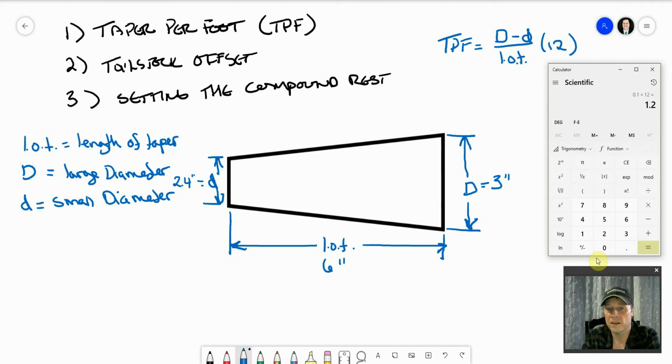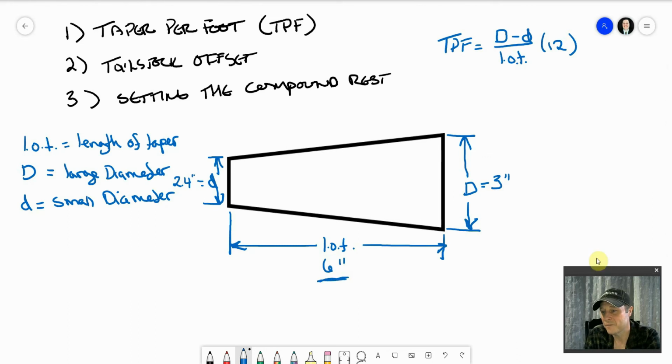So this small diameter here, notice this is not 1.2 inches smaller than this. That's because it's only 6 inches long, right? If this were 12 inches long, then this diameter would be 1.2 inches smaller than this. It would be at 1.8 inches. Okay.